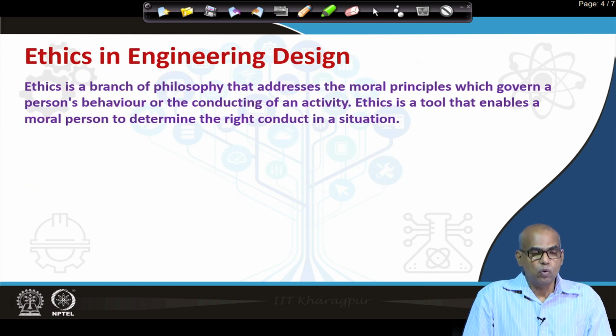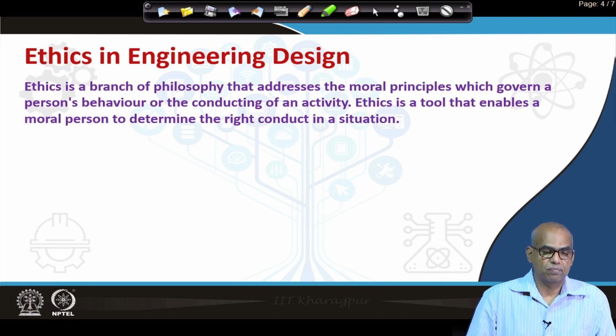Now, we will briefly talk about ethics in engineering design. Ethics is a branch of philosophy that addresses the moral principles which govern a person's behavior or the conducting of an activity. Ethics is the tool that enables a moral person to determine the right conduct in a situation.